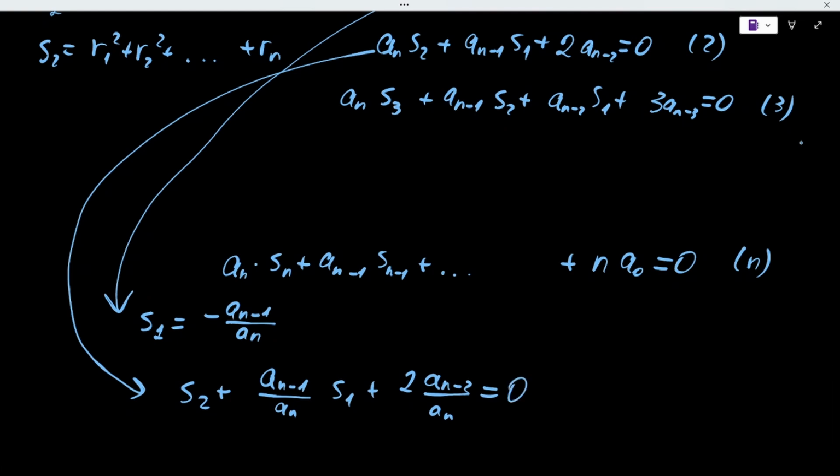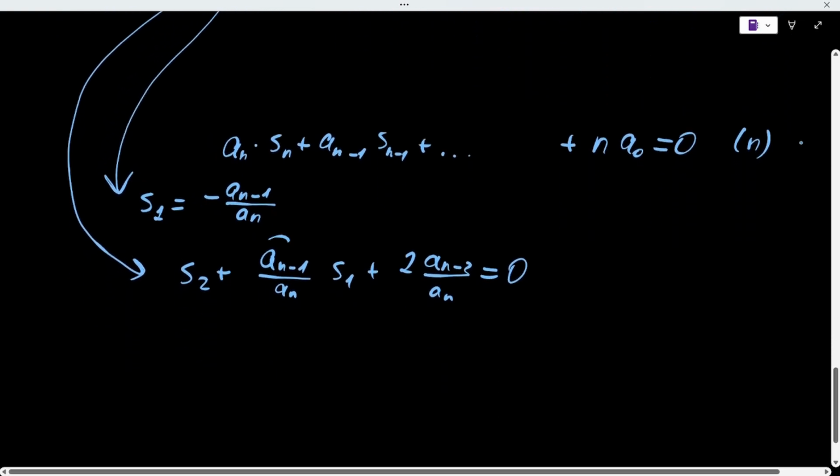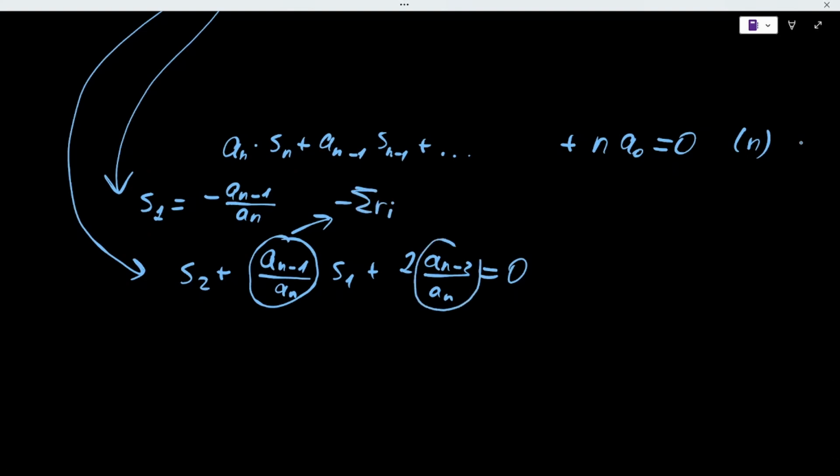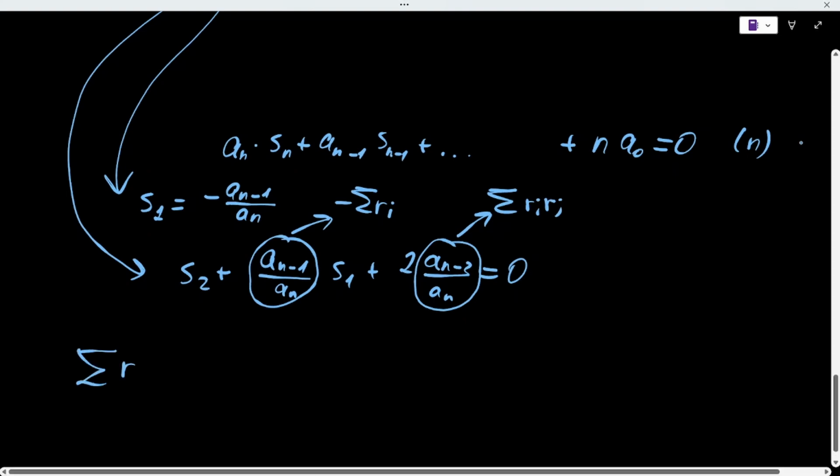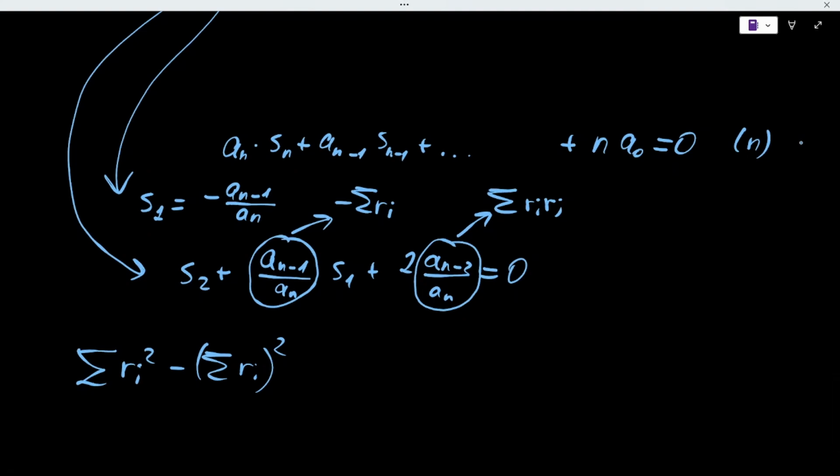So in this case, this sum can be changed to the negative sum of the roots, Ri, and this one can be changed to the positive sum of the products of pairs, Ri times Rj. And as we know that S2 is the sum of the squares, we will get the sum of Ri squared minus the sum of the Ri squared outside, because we have Ri squared twice. S1 is also the sum of the Ri, plus 2 times the sum of Ri Rj equals 0.